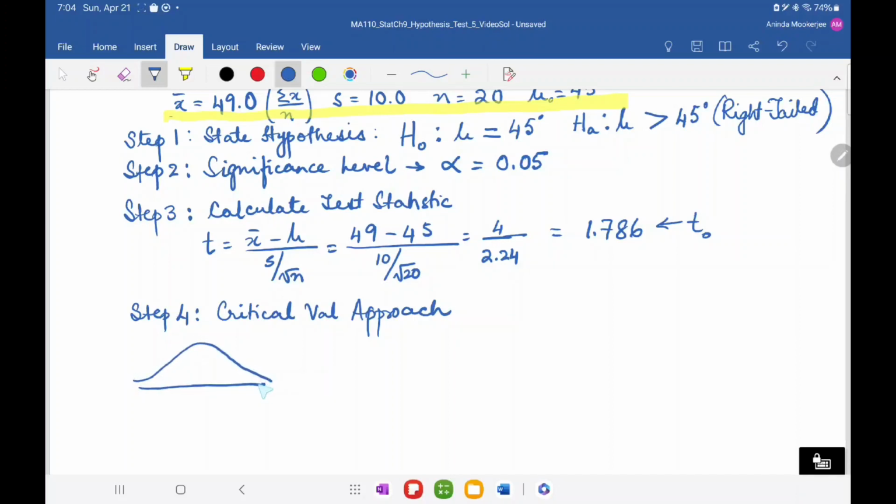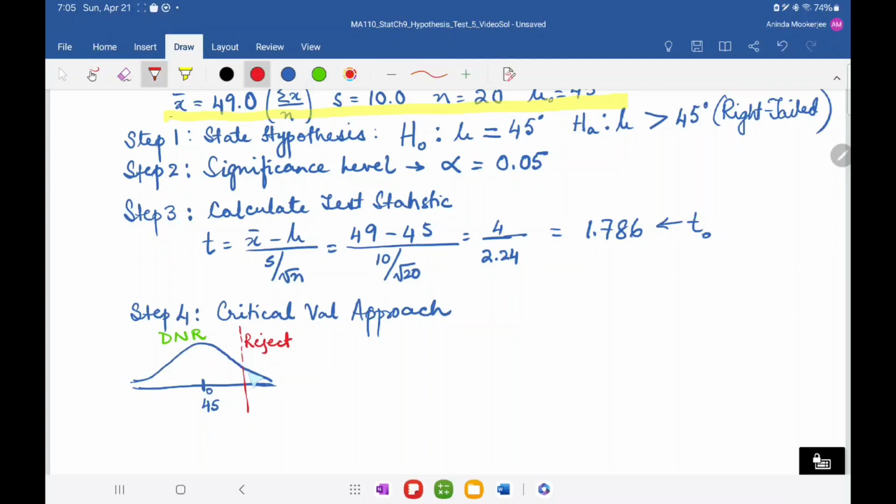Here's our normal curve. We place the null hypothesis mean at the center of this curve, which is 45, and that translates to 0 for the t value. Then the rejection and do not reject regions. It's a right-tailed test, which means the rejection region is going to be to the right. So this is reject on the right end of the curve, and the other side is going to be the do not reject region.